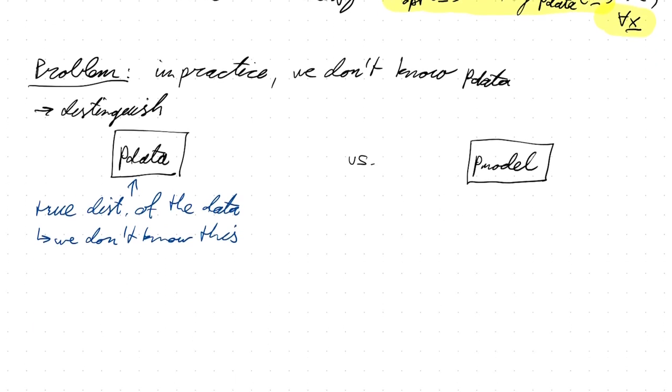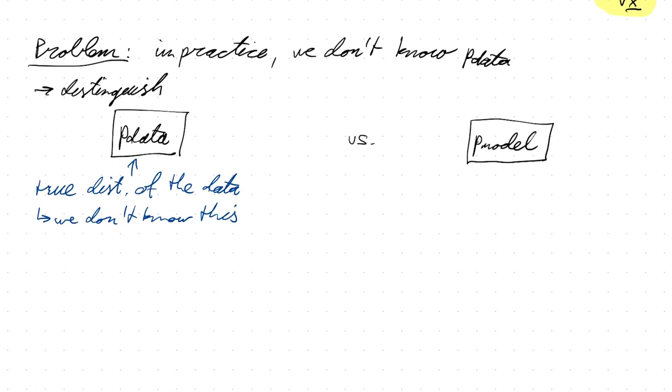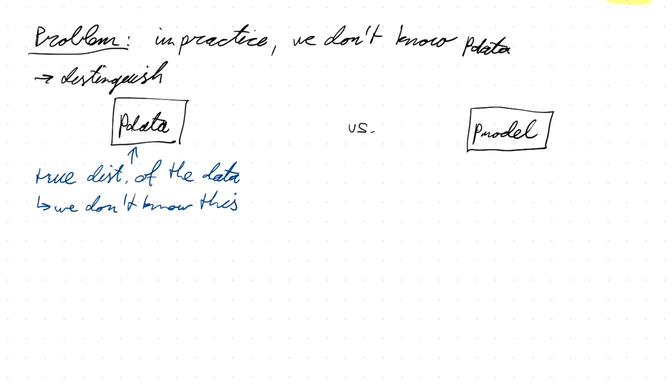But in many cases, we will have some samples from the data distribution. So again, if you think about image compression, we may have some directory of images that have been taken with the same camera or with a similar camera. So we may have samples, a set of samples from P data.